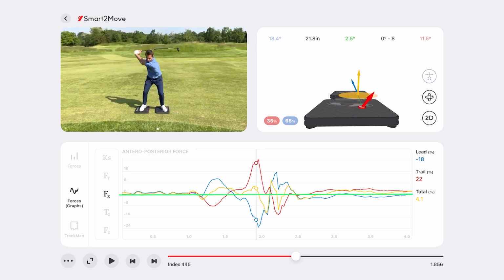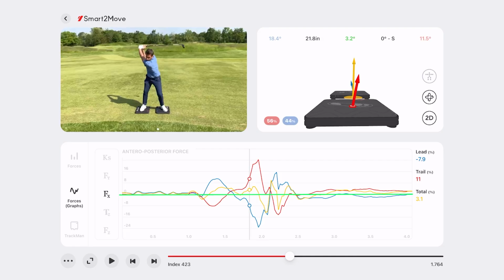This means that I'm pushing into the ground with this trail foot away from the golf ball, and the ground reaction force is pointed back towards the golf ball. We can see this really clearly here in the graph, as well as with the vectors on the top, where we see the red arrow pointed towards the golf ball.